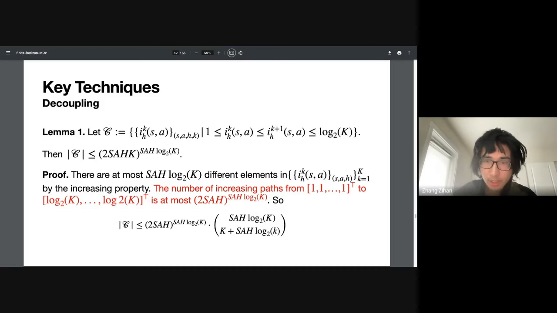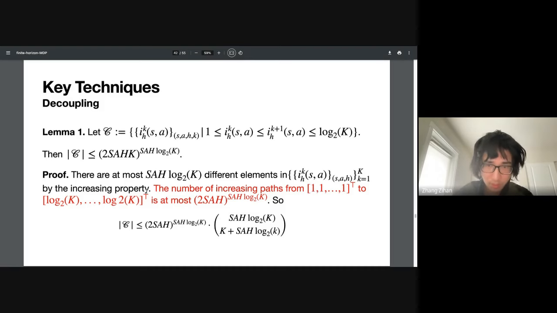Since I_k is not decreasing in k, you can imagine that the smallest element of I should be the all-one vector, and the largest element should be the all-log 2k vector. So this vector is the left bottom corner, and this vector is the right top corner. And script C, the elements in script C, roughly correspond to an increasing path from this point to this point.